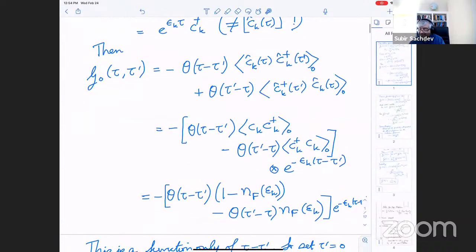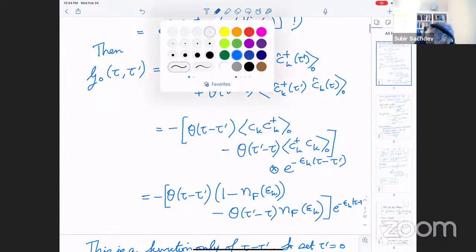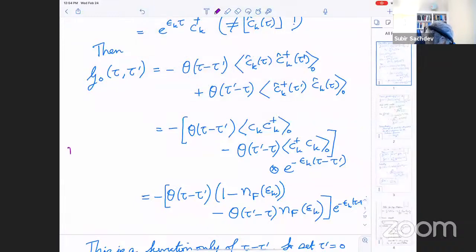And then finally, I have to just evaluate the equal time expectation value. C dagger C is just the number operator. So this is just the number of fermions at temperature T. And that's, of course, given by the Fermi function. So here, I have absorbed the chemical potential inside the definition of Ek. So n_F of z is equal to 1 over e to the beta z plus 1. That's the Fermi function.